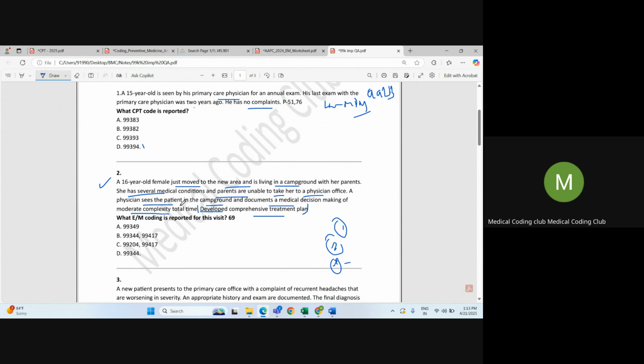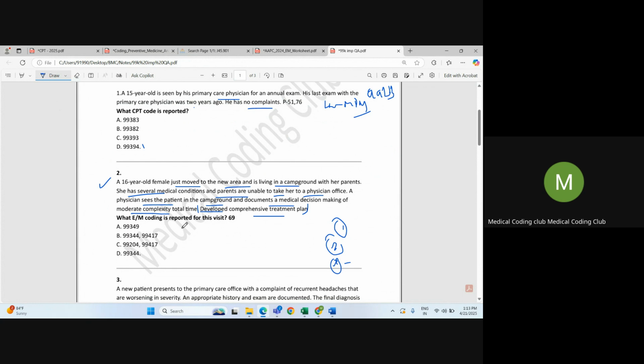In our question I removed the time. In the question they gave time and also MDM moderate complexity. But if you take the time guideline, time was giving a lower level, level 3. So you don't need that, because you're already getting one level higher by following the MDM coding guideline. So that you should be knowing.